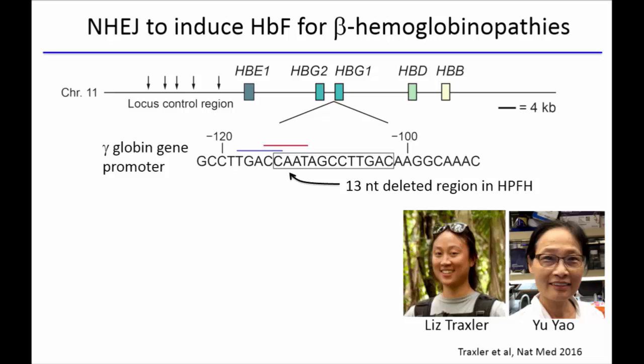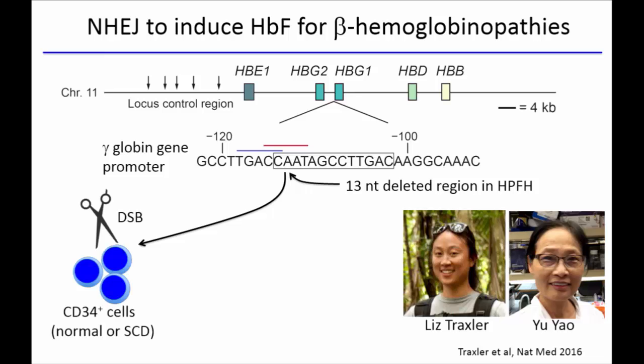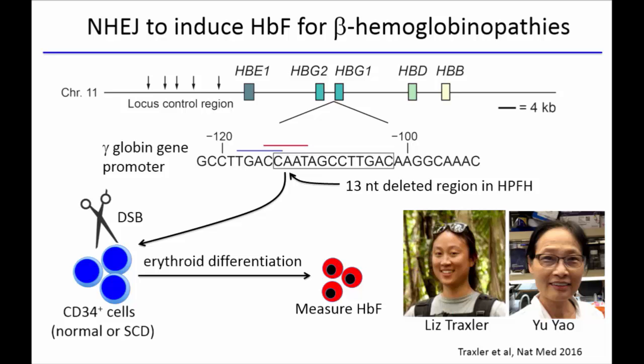And this box represents a 13 nucleotide deleted region in one form of HPFH. And this is thought to remove a region in the gamma globin 1 or HBG1 promoter that binds repressor proteins. So when you take it away, gamma globin is derepressed. And Liz asked what happens if you create a double-stranded break there using CRISPR-Cas9 with no guide strand, so no homology-directed repair. So she did this editing on CD34 cells and differentiated them into red cells in vitro and measured the fetal hemoglobin.